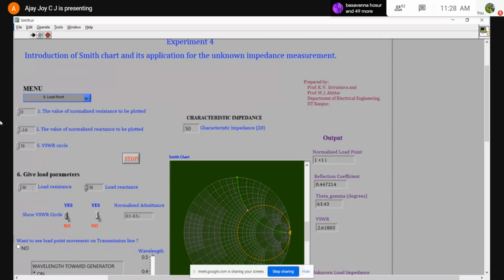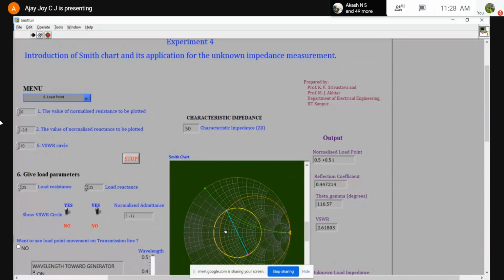And here we can change the load parameters. I will take here as 25, and load reactance is also 25. And if we enable this VSWR circle, here we'll get one more circle, that is the VSWR circle.